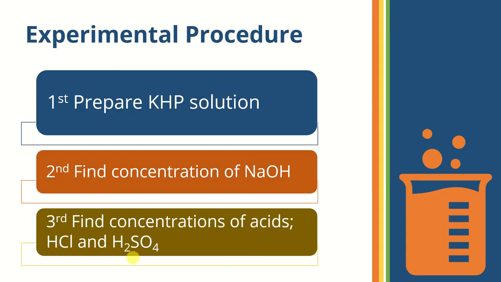Now, in this experiment, it's separated into three parts. Part number one is the preparation of the KHP solution, potassium hydrogen phthalate solution. We need to prepare this solution for the standardization of sodium hydroxide in the second part, where we find the true concentration of sodium hydroxide. Then, in the third part, this is our objective, to find the concentration of hydrochloric and sulfuric acids.